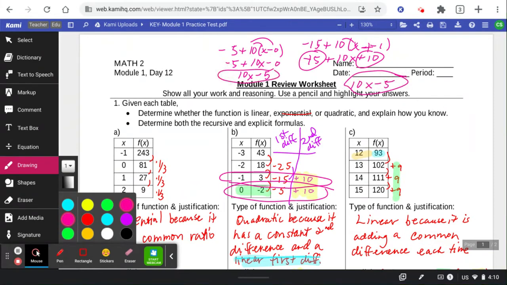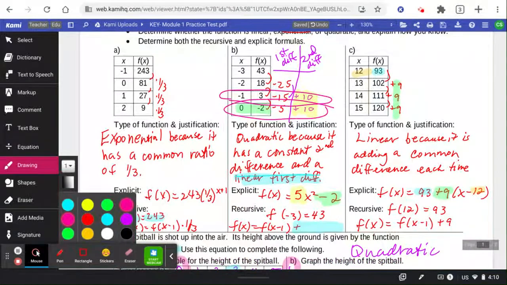Both of these yield the same linear rate of change, and that's what we add here at the end of our recursive, plus 10x minus 5. Some people started to notice this pattern of the plus 10, plus 10, plus 10 is going to give me a 10x minus half of that.